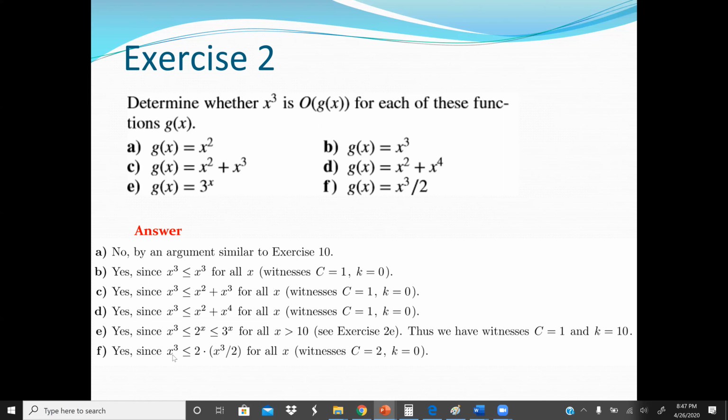Then the last section, we have s cubed by 2. It's also possible here for all s. So s cubed is less than or equal to 2 times s cubed over 2 for all s. So c will be 2, then k will be 0.